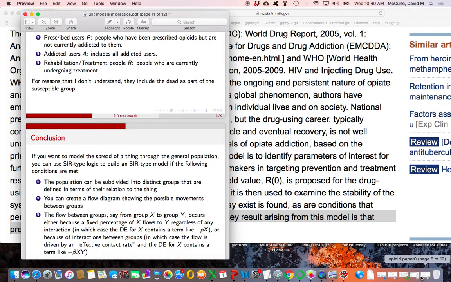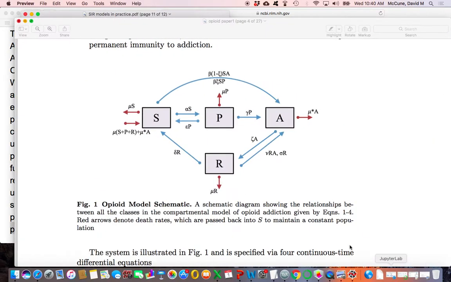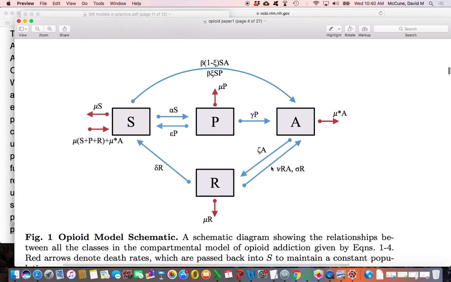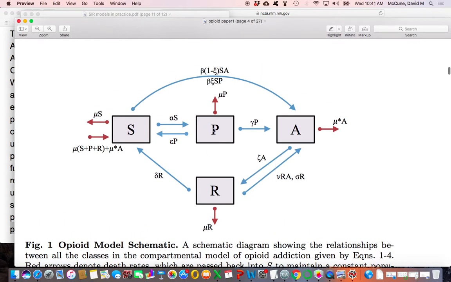Let me just show you their paper real quick. Here's their flow diagram. You can flow from susceptible to being prescribed. You can also flow straight from susceptible to being addicted. So again, you can just become like a heroin user. That counts as being an opioid addict without being prescribed. From prescribed, you can flow to being addicted. And notice, because they have a term like this, they're just assuming that on a given day, some fixed number of prescribed users become addicts.